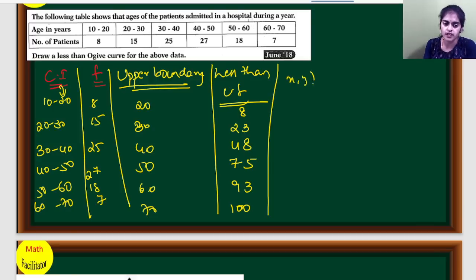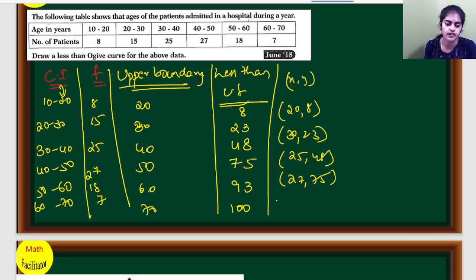Now let us find the ordered pairs x comma y. Here it is 20, 8. Here it is 30, 23. So all the ordered pairs you can write here. It is 40, 48, and this is 50, 75. And this is 60, 93. I missed one: 60, 93.